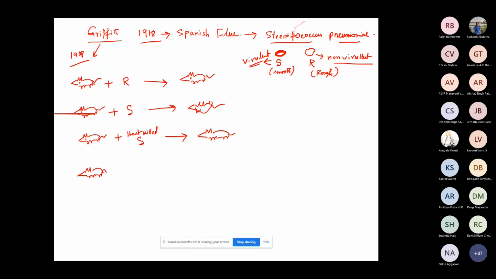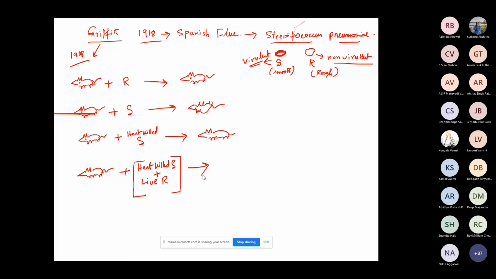Another mouse. When we do experiment, I'm just showing you one mouse, but we need to do this experiment in a group. Say in each group, we might have 5 mice. But for explanation, it's okay. So what he did, he killed S strain plus live R. Live R and heat killed S together, mixed together. And then he injected. What will be the result?